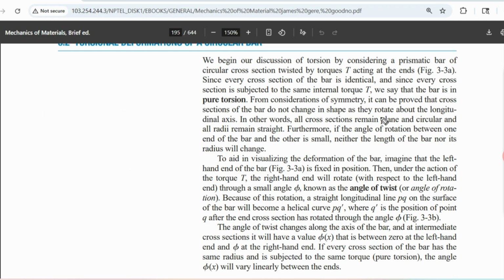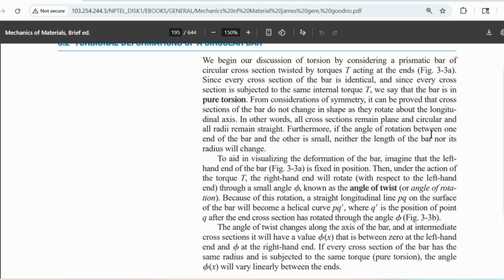All right, booyah. Where are we at? So it says, in other words, all cross sections remain plane and circular. Yeah, cool. That's why reading these textbooks, it's always good to stay one step ahead. Like I haven't prepped for this. I'm just reading a textbook and hopefully I know what it's going to say. Cool. And circular and all radii remain straight.